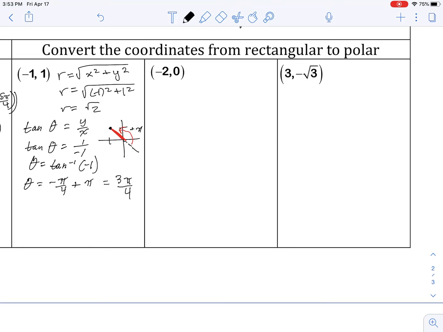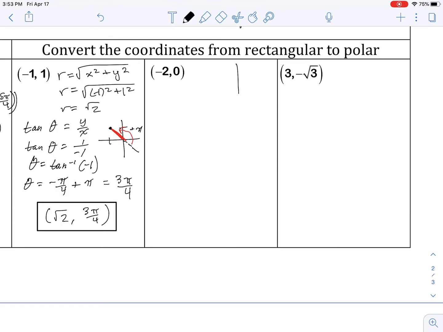Just to finish this up, my r value is √2. My theta is 3π/4. And there's my polar coordinate. So again, pause the video right now and try the next two.